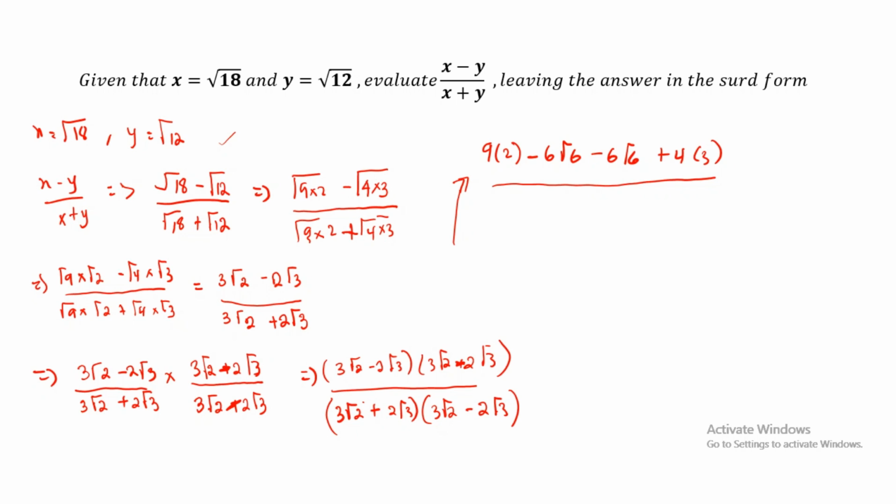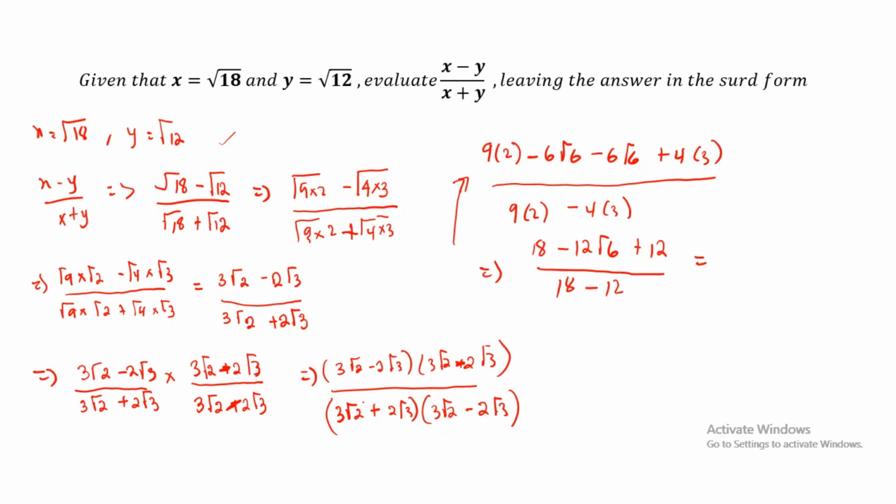The denominator is just a difference of two squares. So all you have to do is square this part, then minus, you square this part. So when you square that part, it will give us 9 into 2 minus 4 into 3. Then when you simplify that, the top will give us 18, then minus 12 square root of 6, then plus 12, all over 18 minus 12.